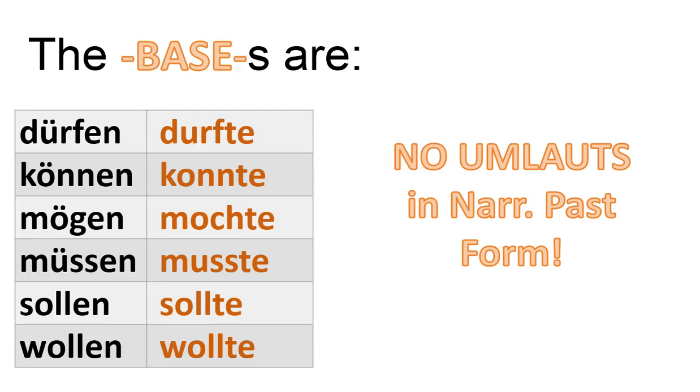Something you should note, and definitely also have in your notes, is the fact that there's no umlauts. So the umlaut is dropped. So können becomes konnte. Mögen has an interesting change. That G becomes the CH. So if you think about möchte, would like, that's our subjunctive of that. Müssen to musste. And then sollen and wollen didn't have umlauts to begin with. So write these down.